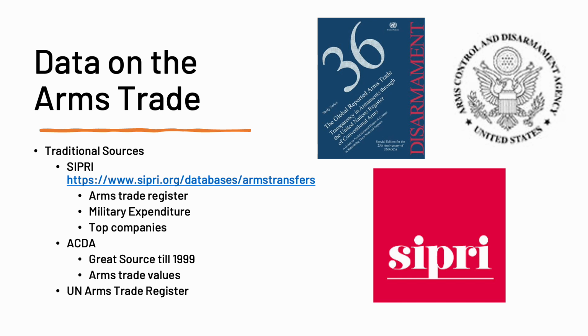The only weakness with the UN Arms Trade Register is it's relatively new, and countries don't necessarily have to report to them, right? And most don't. So that's obviously an issue. It's still a good resource. It's just not going to be as comprehensive as SIPRI or the older ACDA data. It's getting better, though. That's one thing that I will say about the UN Arms Trade Register.